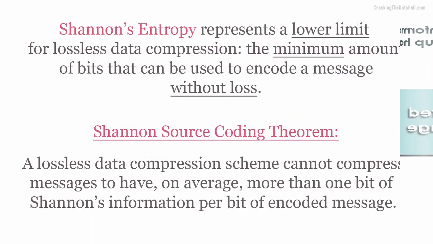In fact, Shannon's entropy represents a lower limit for lossless data compression, the minimum amount of bits that can be used to encode a message without loss. Shannon's source coding theorem states that a lossless data compression scheme cannot compress messages, on average, to have more than 1 bit of Shannon's information per bit of encoded message.